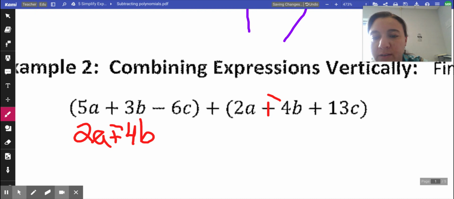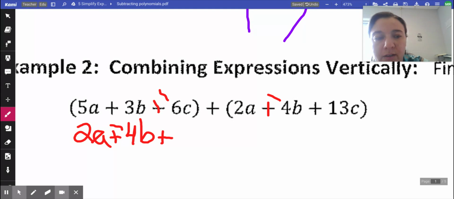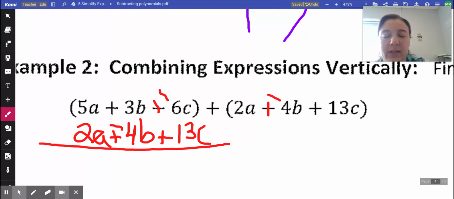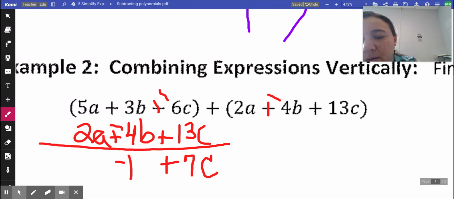And, oh, I see a subtraction here. Let me change that to add the opposite. I see 13 cats. I'm going to put that under the -6 cats. So if I had 6 cats taken away and I add 13 more cats, I now have, what is that, 7? Yeah, that's 7. Correct me if I'm wrong. If there are 3 bats and you take away 4 bats, then you owe me a bat. Maybe we're talking about softball bats.